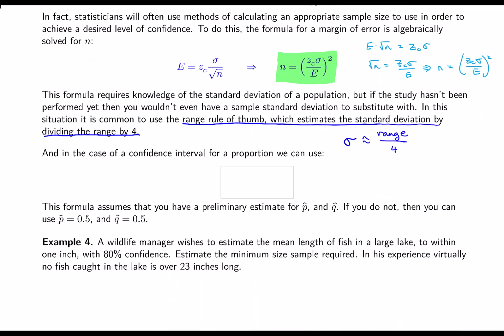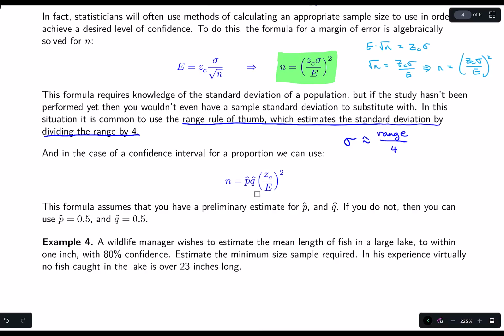All right. You can also do the same sort of thing with proportions. What you have to do here is solve for n, again, using the margin of error formula for proportions. And if you solve for n, you get n equals p hat times q hat times z sub c over your margin of error quantity squared.